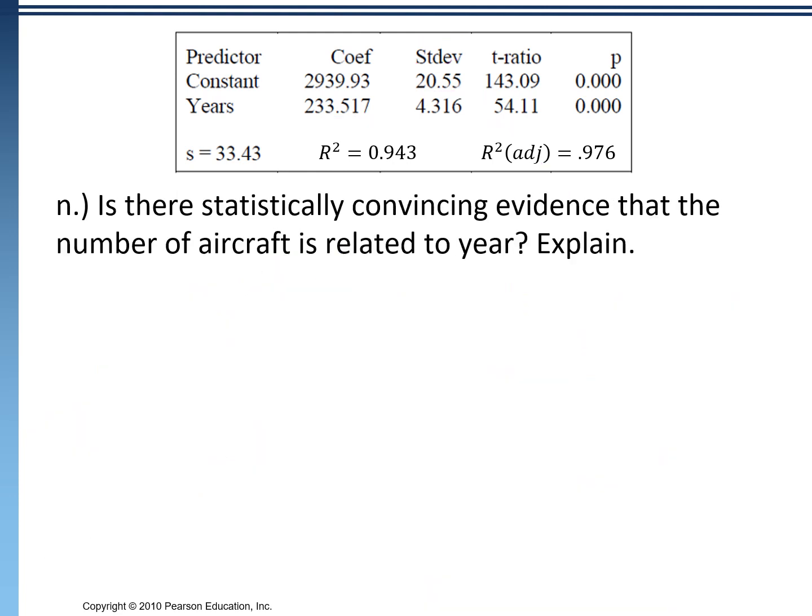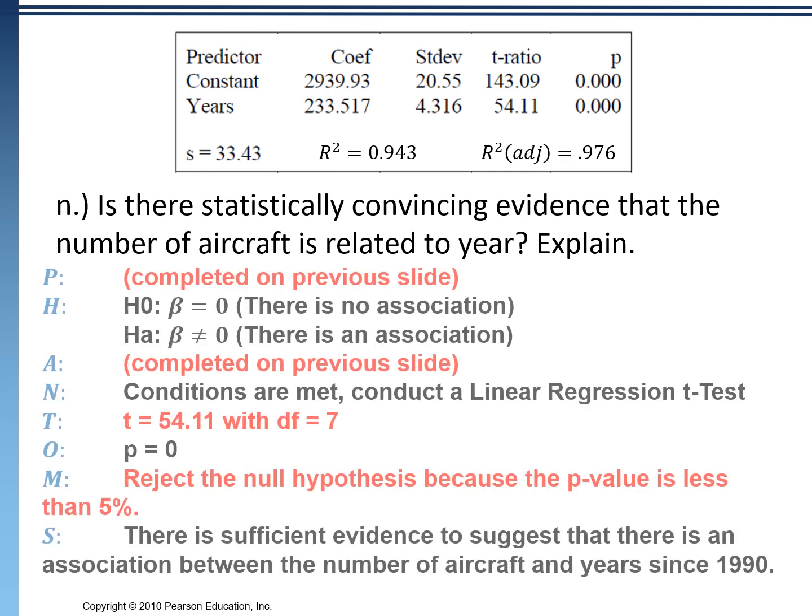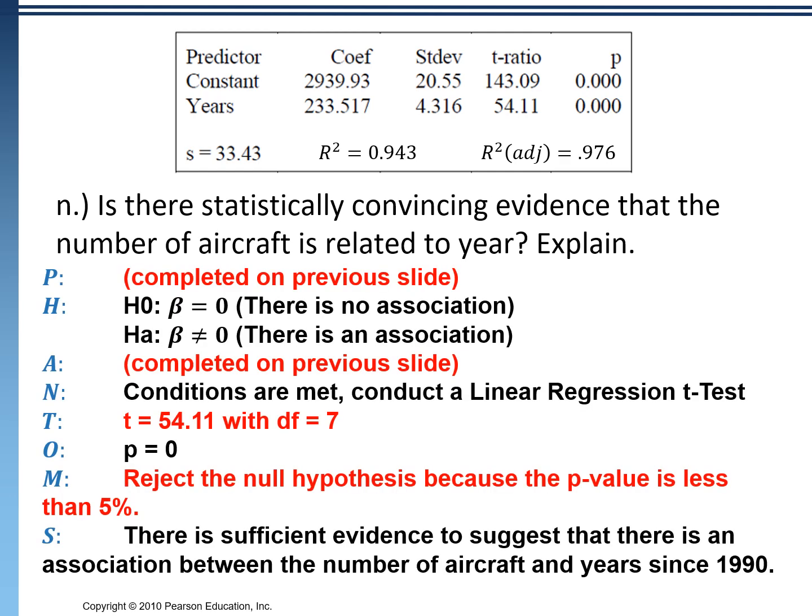Is there statistically convincing evidence that the number of aircraft is related to year? Explain. This is asking us to do a hypothesis test, so we're going to follow the acronym PHANTOMS. And we did most of these elements on the previous slide. So the parameter we already did, let beta represent the true slope. Hypotheses we haven't done, so our null hypothesis is going to be that beta equals 0. That's noting that there's no association between these two variables. And the alternative is that beta is not equal to 0. That denotes that there is an association.